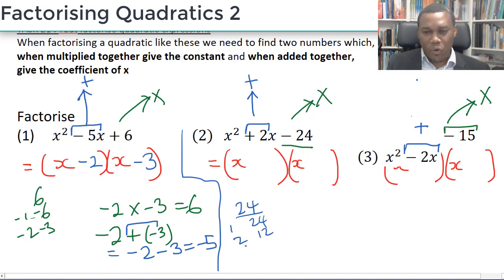12 times 2 is 24. 8 times 3 is 24. There's no difference, no gap of 2. 6 and 4, 6 times 4 is 24.